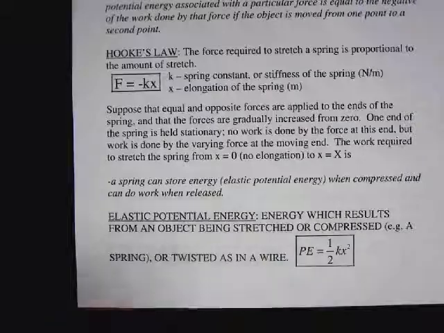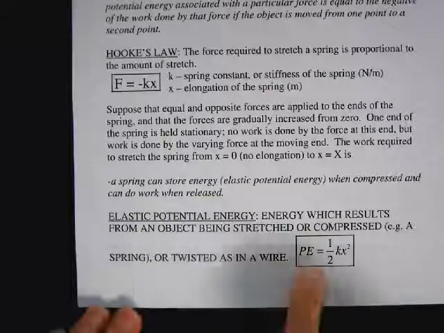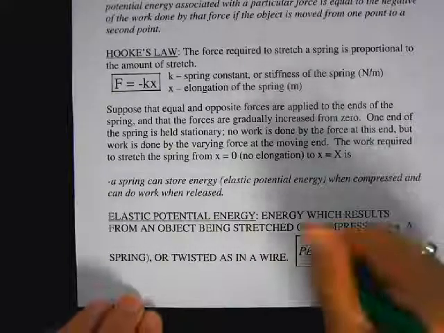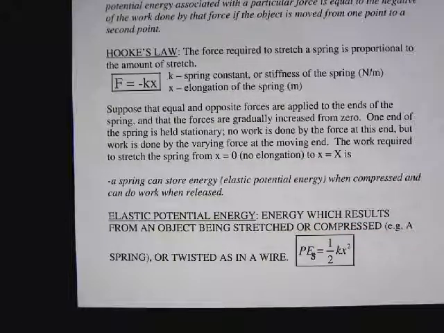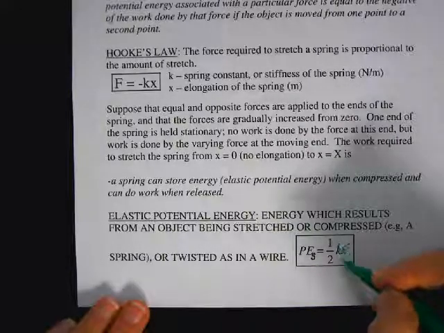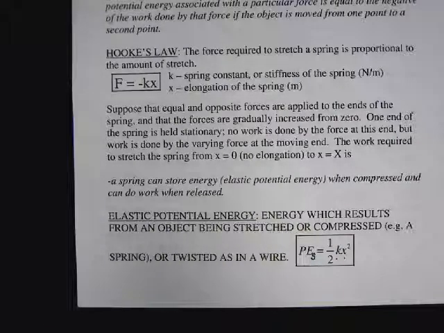But if we want to look at the energy that's stored in the spring, the potential energy stored in the spring, and sometimes they call this PEs for spring, that's equal to 1/2 kx squared. So it's 1/2 of the spring constant times how much that spring is either compressed or stretched, squared. So there's also elastic potential energy stored in a spring. So that's 1/2 kx squared.